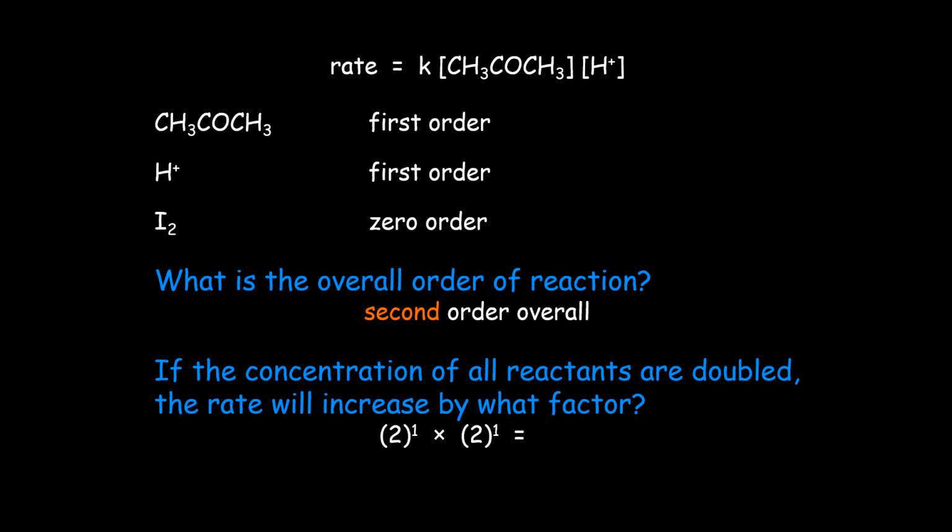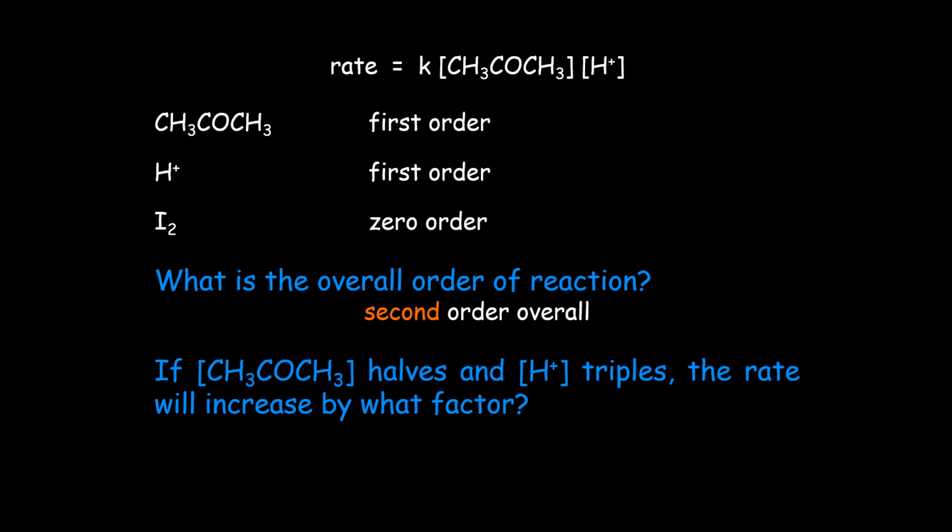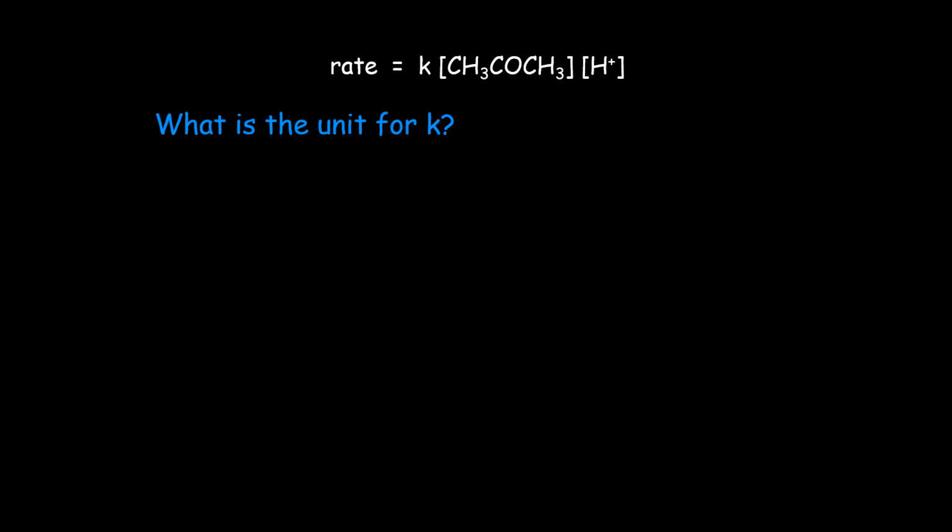It's going to be 2 to the power of 1 times 2 to the power of 1, so the rate increases by 4 times. If we tripled the concentrations, then it's going to be 3 to the power of 1 times 3 to the power of 1 equals 9 times the rate. It's going to be 0.5 to the power of 1 times 3 to the power of 1, so the rate is going to increase by 1.5 times. Now you may want to pause the video until you've rearranged that and worked it out, and it's dm^3 mol^-1 s^-1.